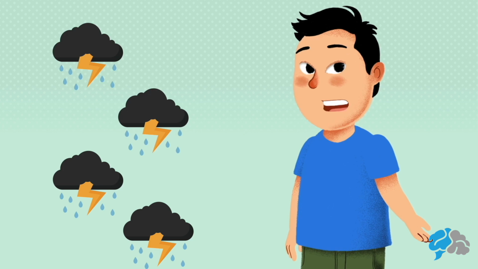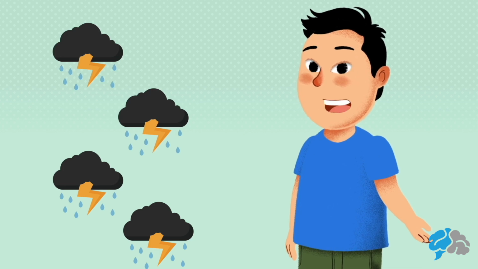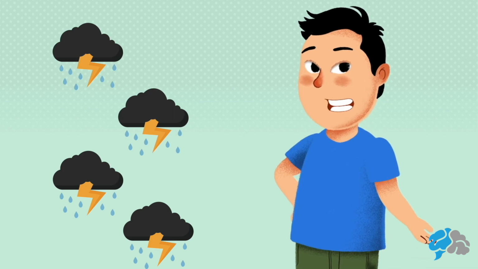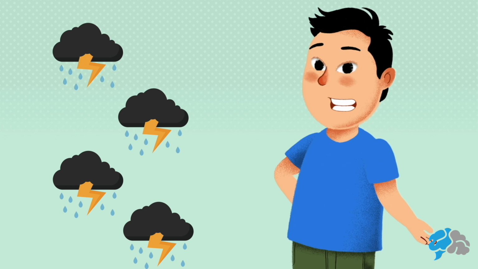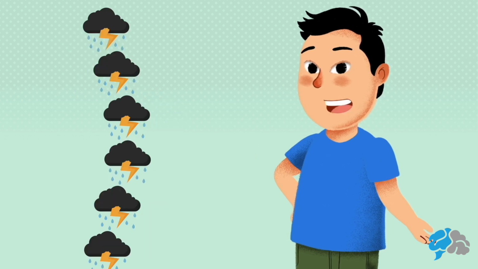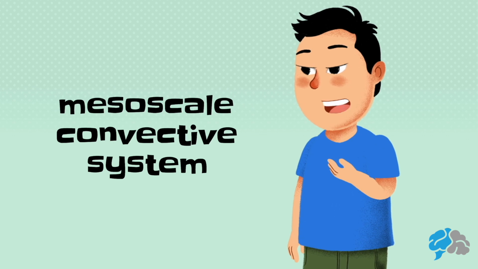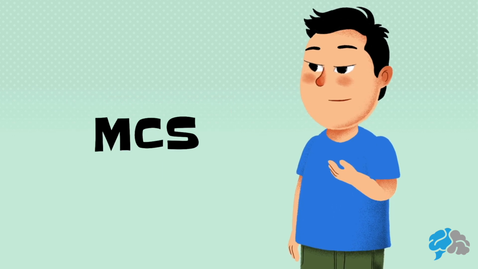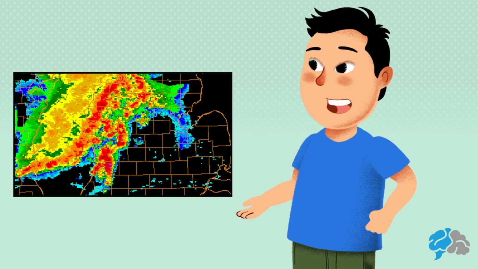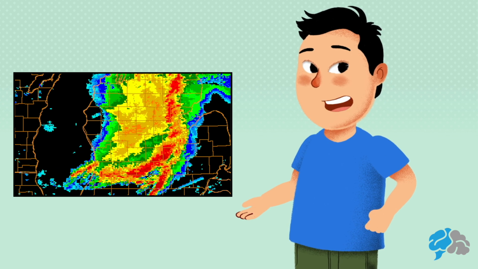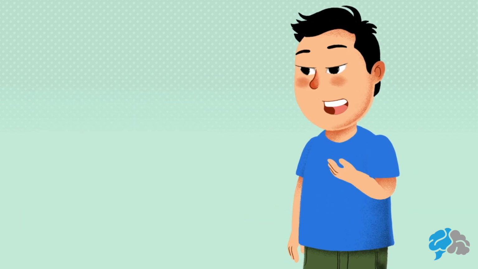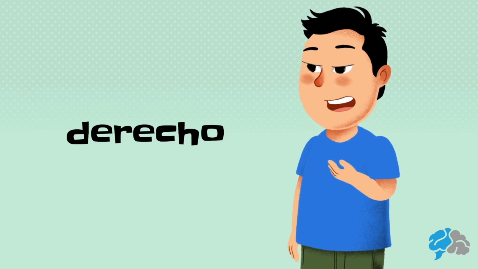Sometimes a lot of thunderstorms can form very close to one another. When this happens, the gusty winds produced by the downdrafts of each storm come together to form an even bigger line of storms with very strong winds, called a mesoscale convective system, or MCS. An MCS can stretch across multiple states and produce a lot of damage, and if it lasts for an especially long time, it can be called a derecho.